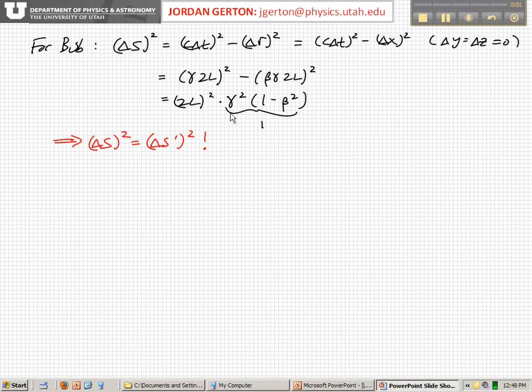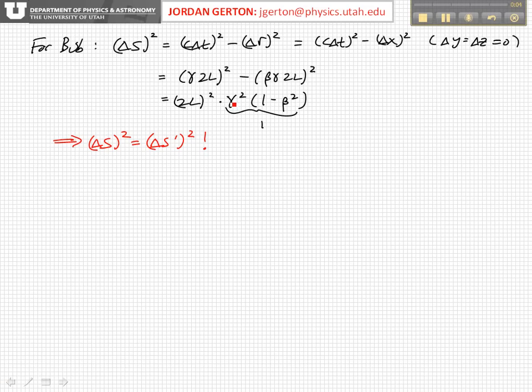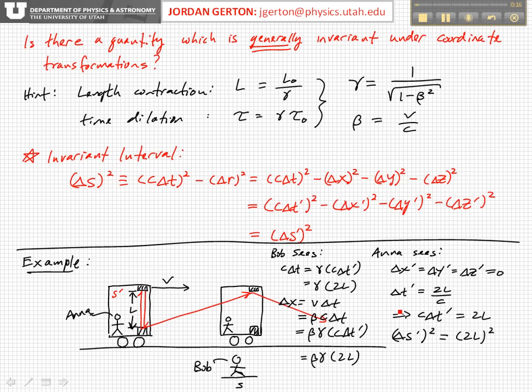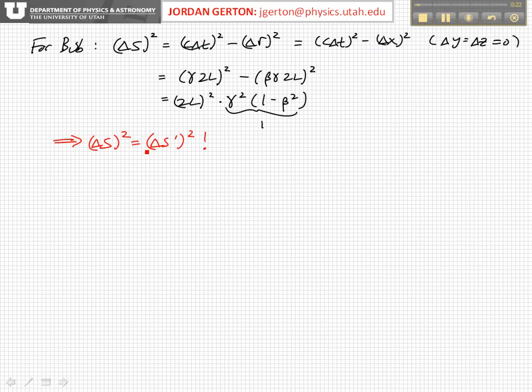Okay, so as I was saying, gamma squared is equal to 1 over 1 minus beta squared. So when you multiply that by 1 minus beta squared, you get 1. And so we find that delta S squared is equal to 2L squared. And if you look at what we had on the previous view graph, delta S prime squared is equal to 2L squared. And so indeed, delta S squared is equal to delta S prime squared. And we see that, again, indeed delta S squared, the interval, is invariant.